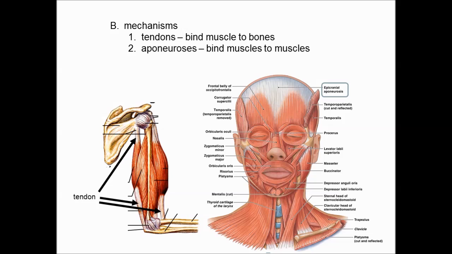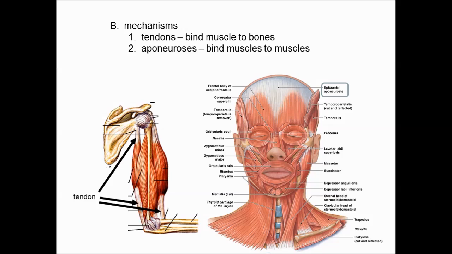Tendons are dense regular connective tissue we talked about before that bind the muscle to the bones. So you can see tendons represented here. These are all tendons that connect the muscle to the bone. And aponeuroses is another term which we use of muscles, a connective tissue that connects muscle to muscle. So this is the epicranial aponeurosis because it connects the frontalis to the occipitalis. And there are some other aponeuroses which we'll see in the class.